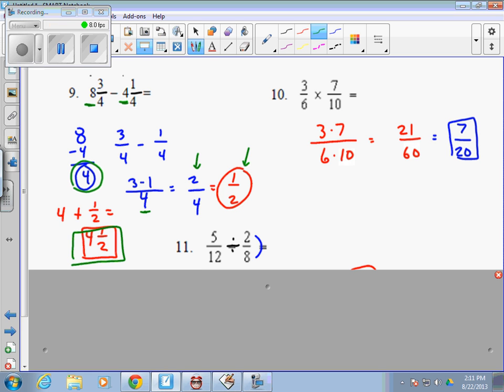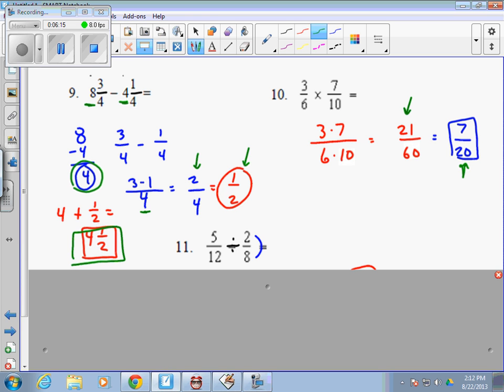Number 10, you do not need common denominators for multiplication or division. You simply need to multiply straight across. 3 times 7 is 21, and 6 times 10 is 60. But there's a number that can go into both of these numbers, 21 and 60. It's the number 3. 3 times 7 is 21, and 3 times 20 is 60. There's no number that goes into both 7 and 20. Therefore, that's a simplified problem.